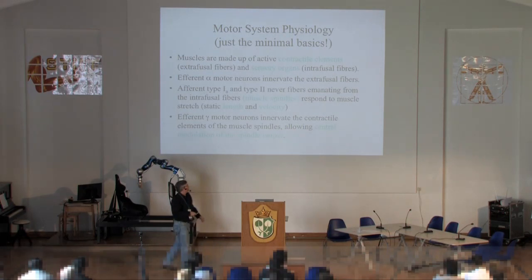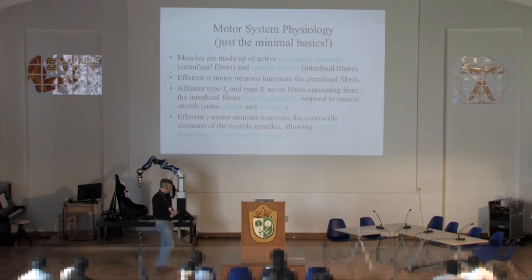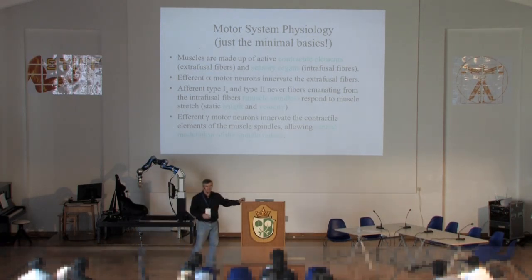So again, to summarize very basic motor system physiology: muscles have contractile elements, the part of the muscle that generates force, but they also have sensory organs. The contractile parts are innervated by the alpha motor neuron, but the sensory fibers, muscle spindles, can respond to length and change of length. And the spindle organs with the gamma motor neuron allow for the central modulation of the spindle output. Any questions so far?